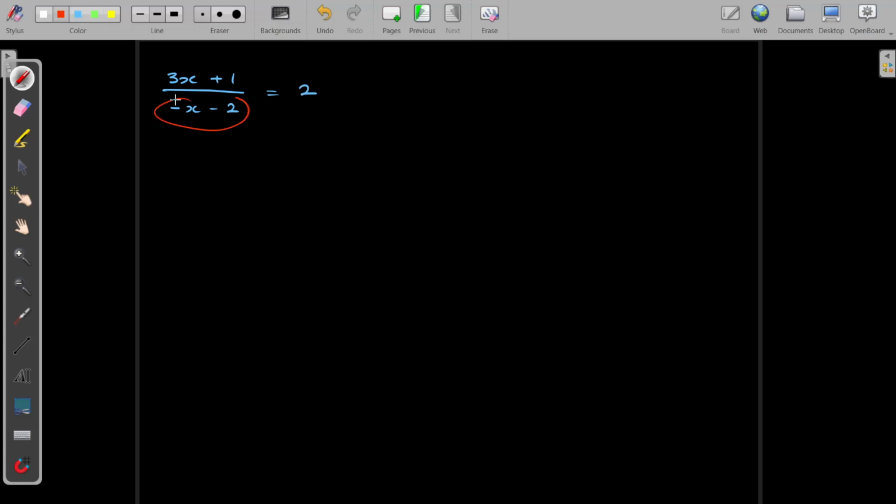So similarly, we transpose and we get 3x plus 1 is equal to 2 times negative x minus 2. So 3x plus 1 is equal to negative 2x minus 4. We transpose: 5x is equal to negative 5, x is equal to negative 1. And that would be our second solution.